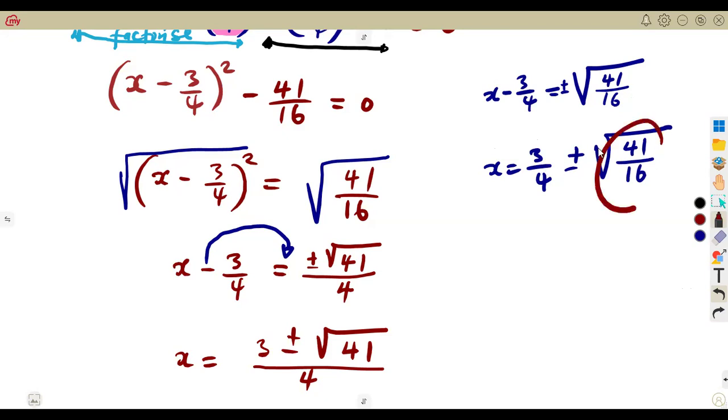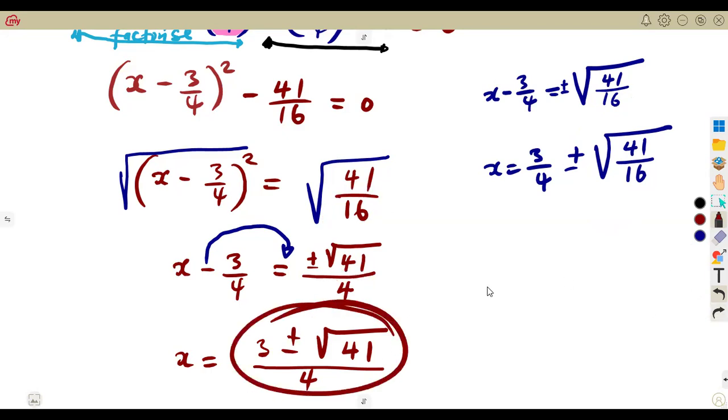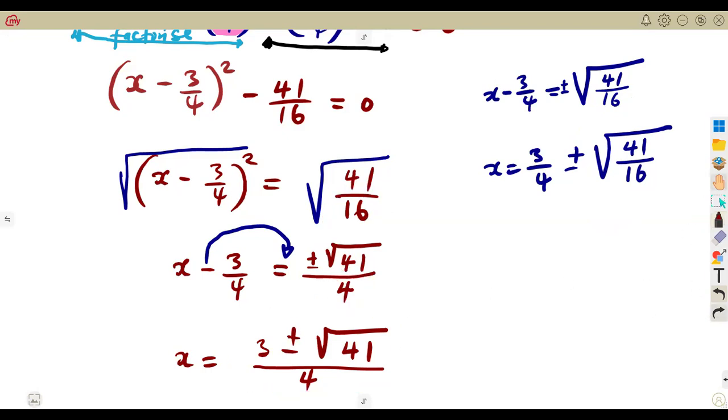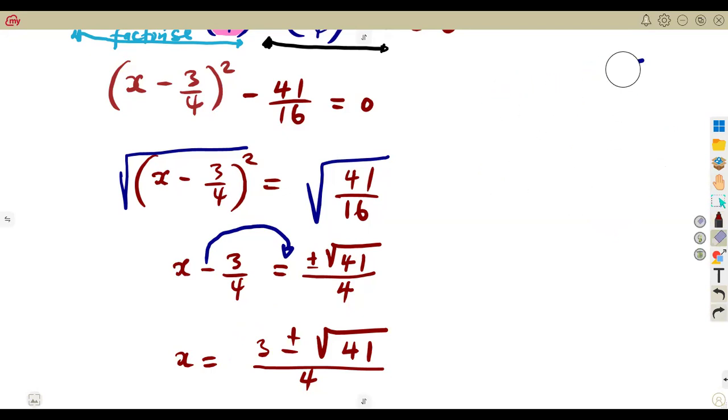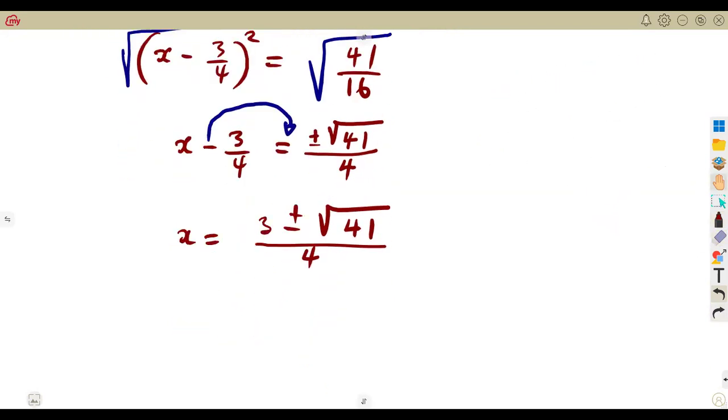Now you can use your calculator. This whole part is covered by the square root. But if you understand your laws of surds here, you can separate the square root of 41 on its own, the square root of 16 on its own. Then you combine it to be a single fraction like that. Everything that you're going to obtain there is still fine.